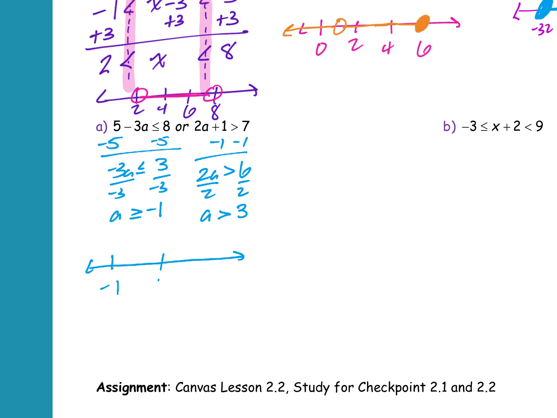So negative 1, 0, 1, and 3. Wow, that was not very good. Don't laugh at my intervals, they're bad. A is greater than or equal to negative 1, and a is greater than 3. So there's that one. You divided by a negative number, so the sign switched. Oopsie.